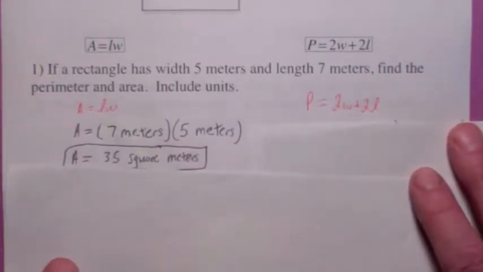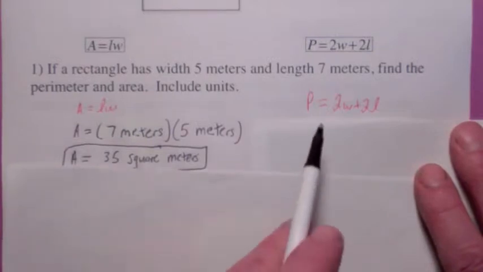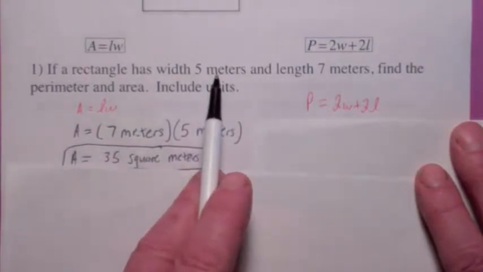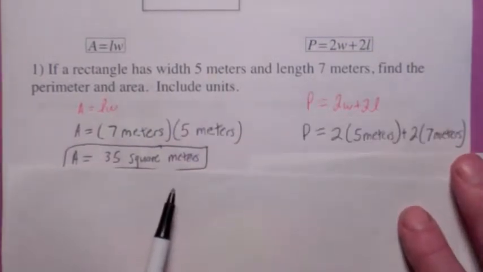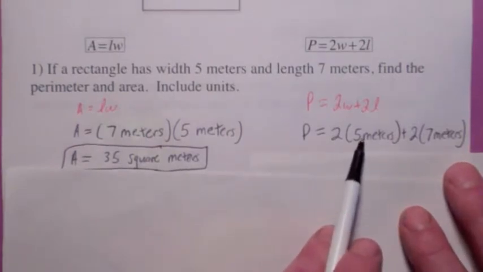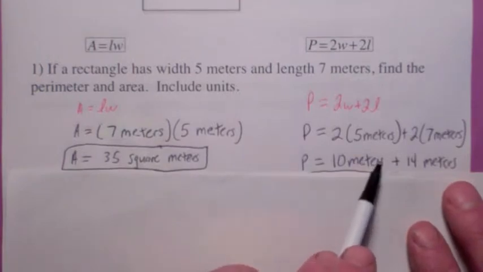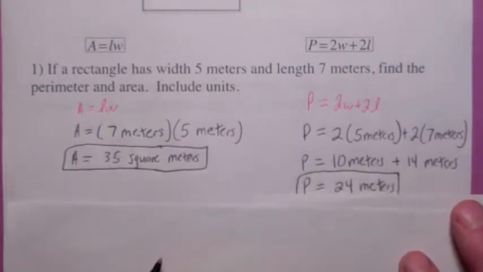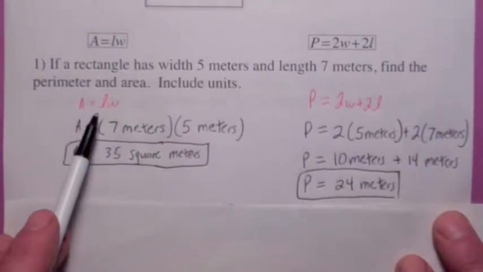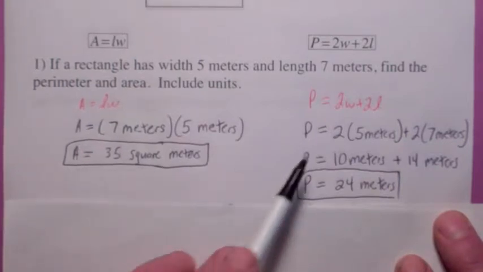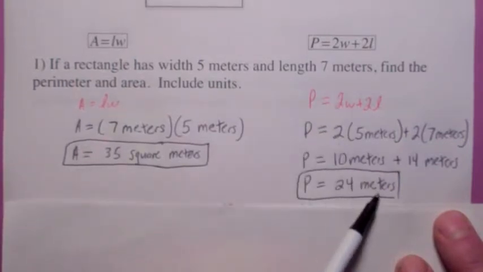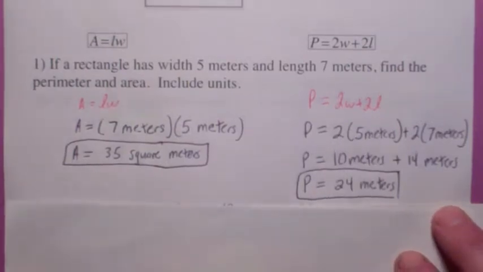Now for the perimeter, you don't get that. Let me show you why. For the perimeter, you want to multiply 2 times W plus 2 times L. Notice you get 2 times 5 meters, which is 10 meters, plus 2 times 7 meters, which is 14 meters. When you add meters to meters, you don't get square meters, you just get meters. So this is why the units of area will always be square units, and the units of perimeter will always be linear units, we say, or the same units as width and length.